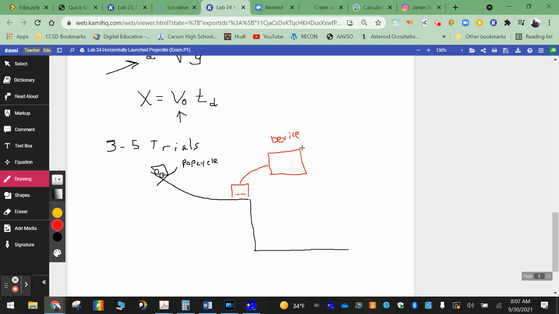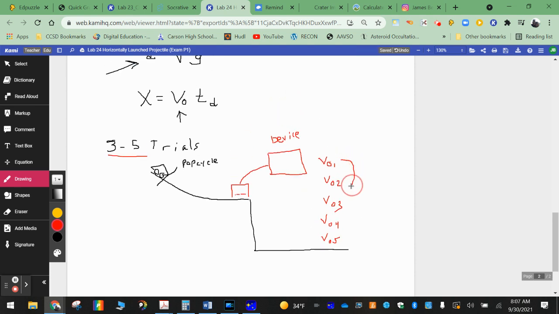So we're going to launch this at least 3 to 5 times, and maybe we'll get V0_1, V0_2, V0_3, V0_4, and of course V0_5. We did it 5 times.